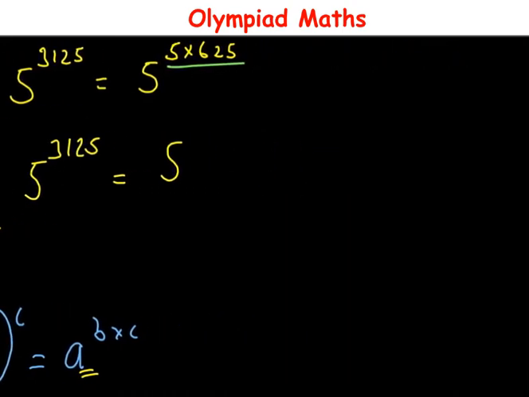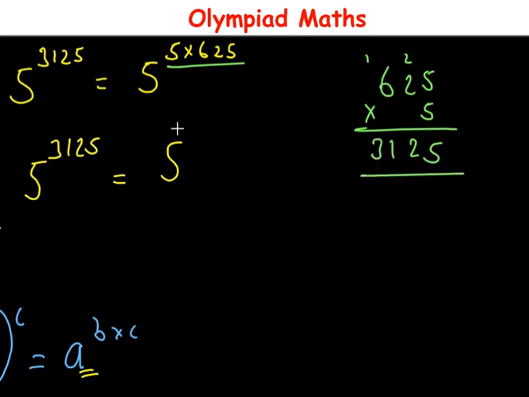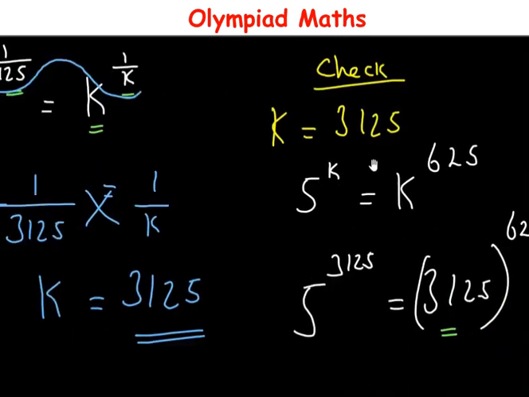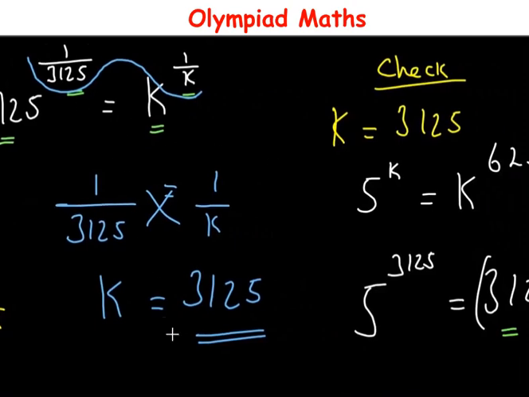If you multiply 625 times 5: 5 times 5 is 25, write down 5, carry 2; 5 times 2 is 10, plus 2 is 12; 5 times 6 is 30, plus 1 is 31. The value is 3125. So looking at this, we can see that the values are equal to each other. This means that the value of k that we got, 3125, is the correct solution for the question.